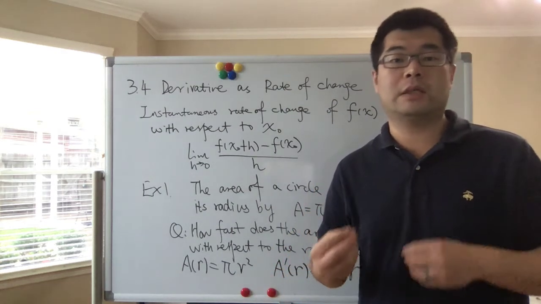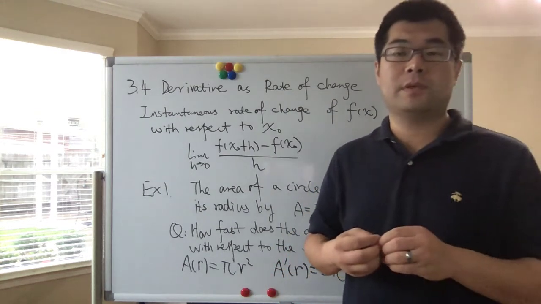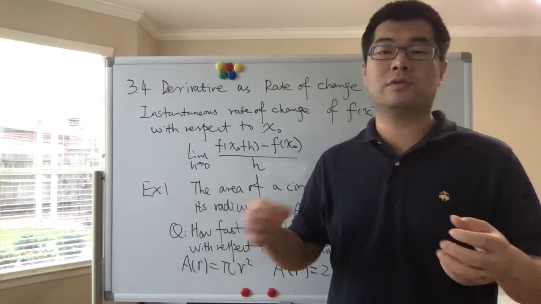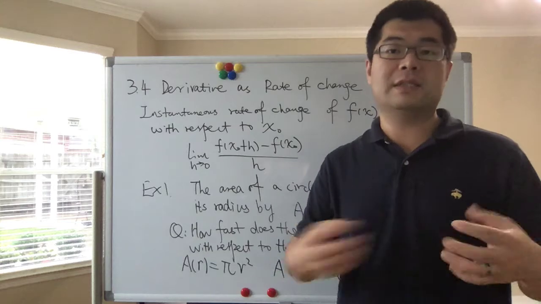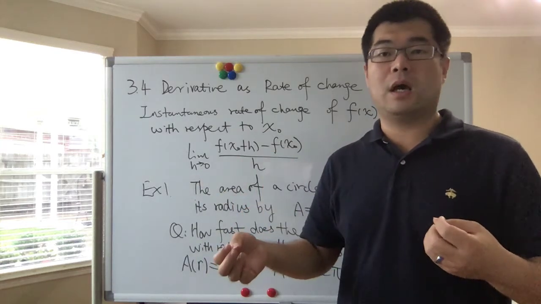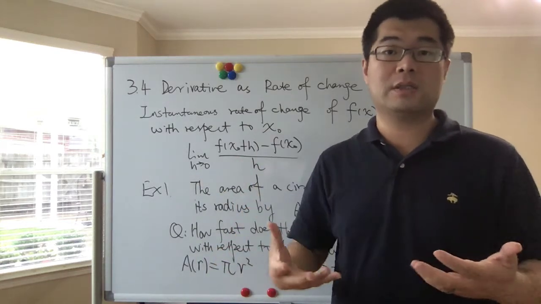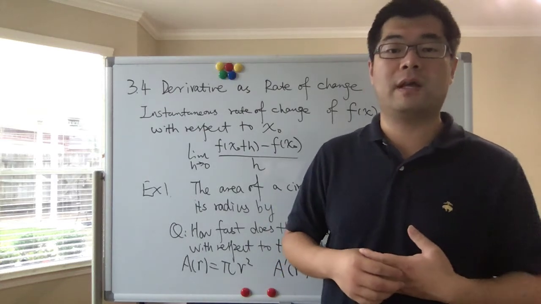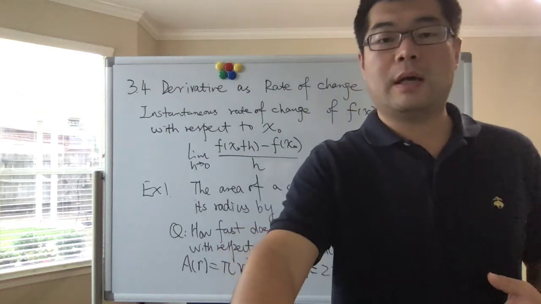In the second part, I'm going to talk about a moving object. Of course, you're going to have a distance function for that moving object, and also the corresponding velocity function and acceleration function. What is the relationship between them? So I'll be back soon.